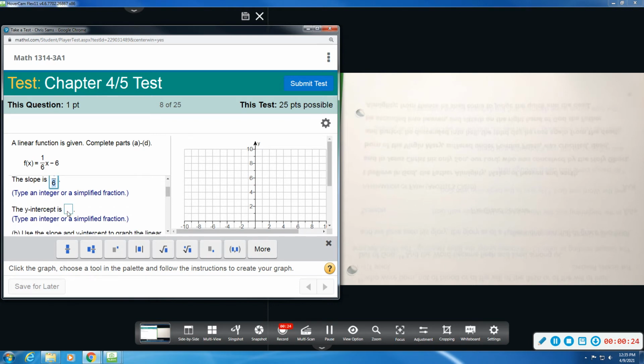All right, so the y-intercept, again, this is in slope-intercept form, so it's giving us the slope and the y-intercept. It says type an integer or fraction, so they do not want the ordered pair, just the -6.